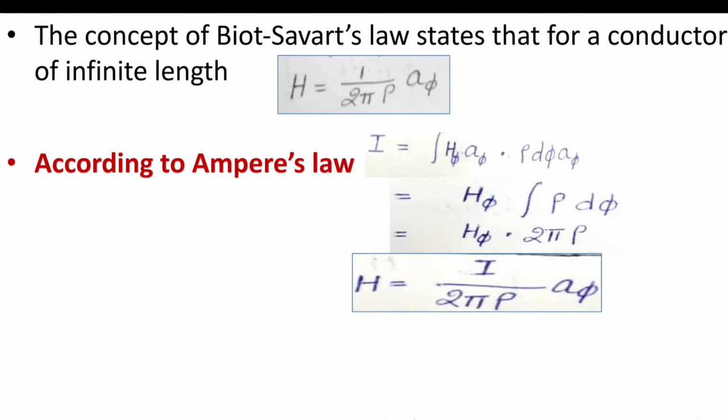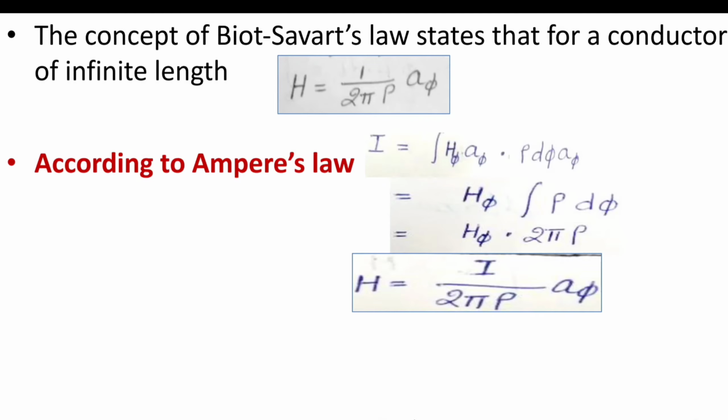Now from the concepts of Biot-Savart's law, which we have already defined in our previous lecture, for a conductor of infinite length the magnetic field produced is H equal to 1 over 2 pi rho times a phi. We did this in our previous video. If you want, please refer to our Biot-Savart's law video lecture.